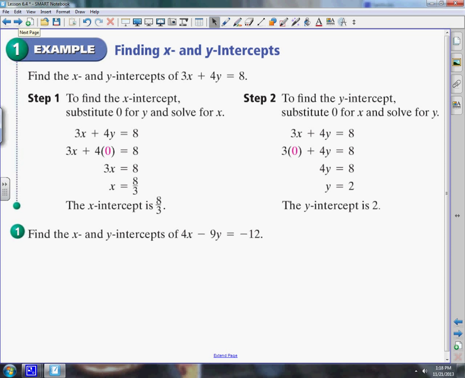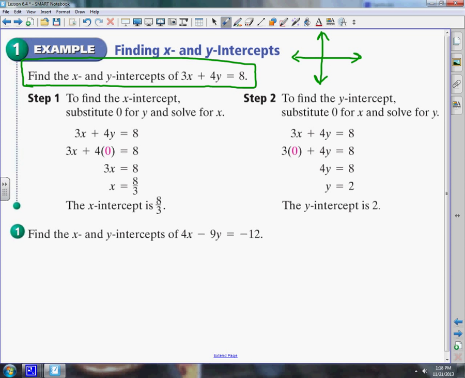Now, so if it says, find the x and y intercepts of this equation, okay? So that means if I were to draw this graph, okay, here's my graph. Let's pretend that it is that red line. Now, the x-intercept is where it hits the x-axis right here, and the y-intercept is where it hits the y-axis right there. So you're going to find each.